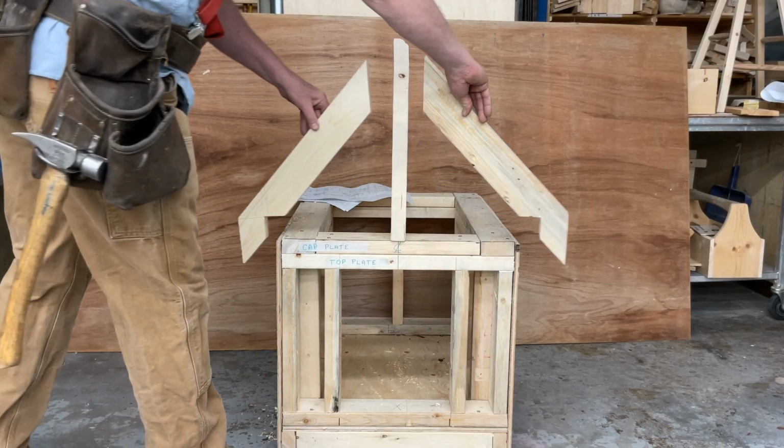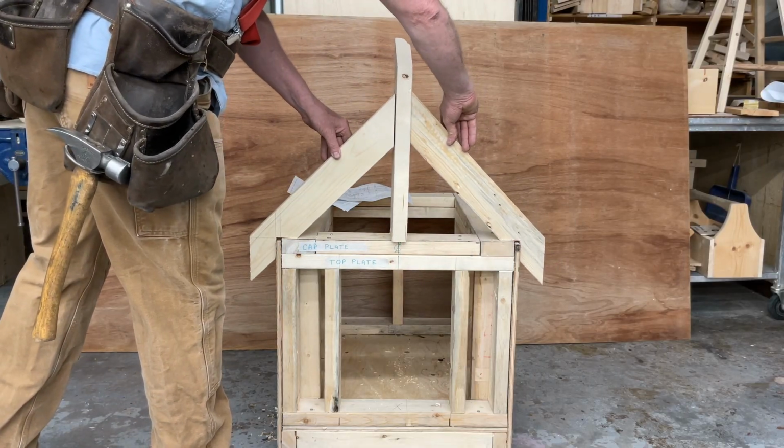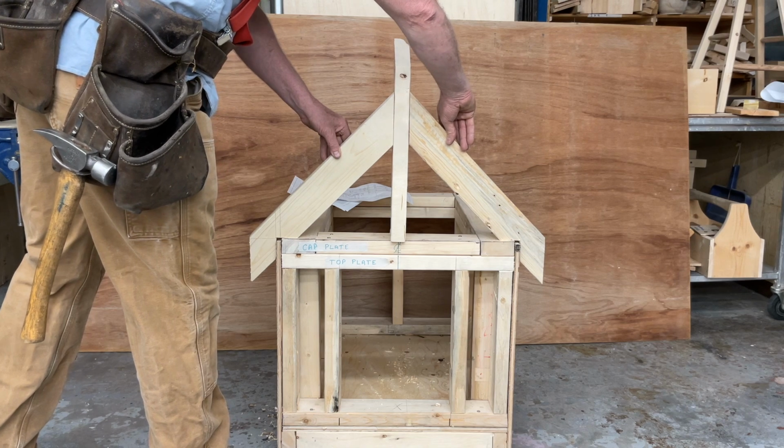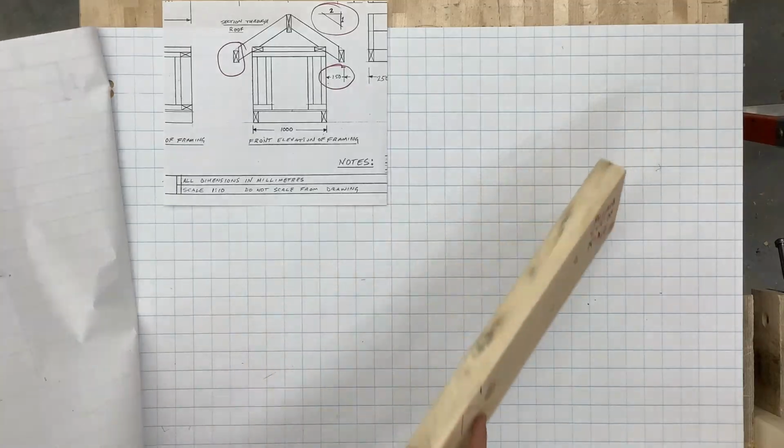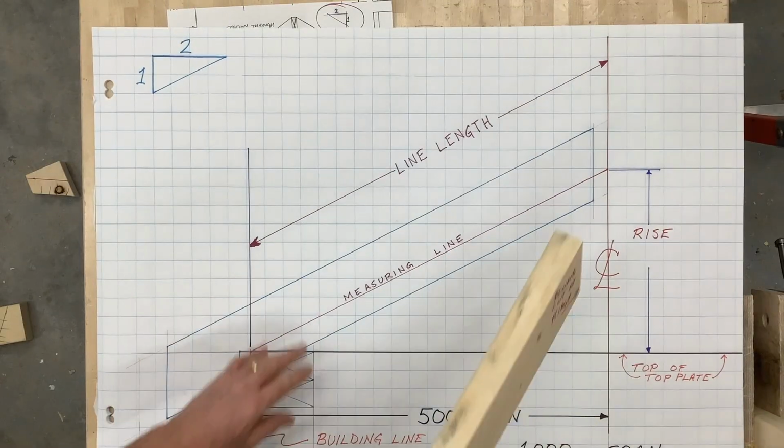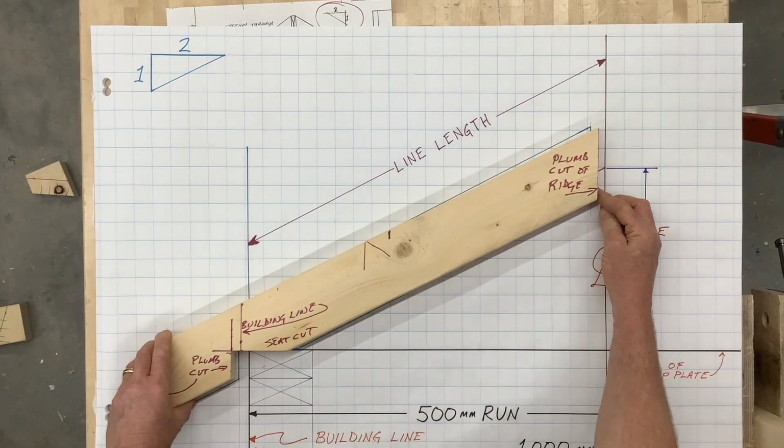To test your layout, cut 2 rafters and stand them up on your wall plates with a piece of 2x in between them to represent the ridge. If they're good, use one of them as a pattern and trace the rest.